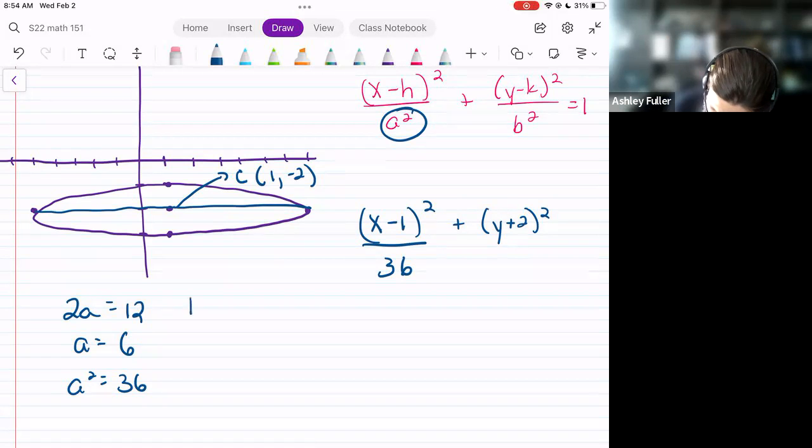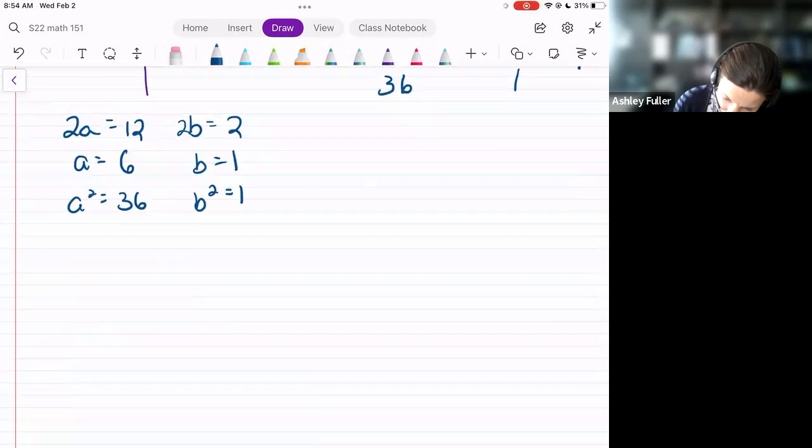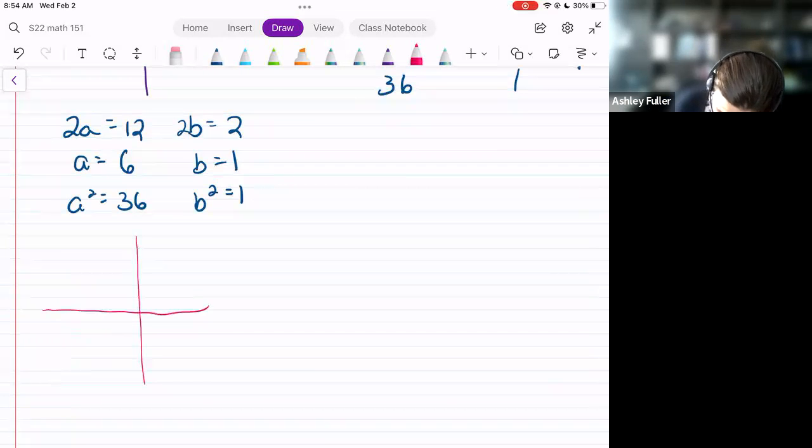To figure out b, we know that 2b is this distance, which is 2. This leads us to b is 1, and so b squared is also 1. That's our equation of an ellipse from a graph. Please do notice that circles are a special form of an ellipse.